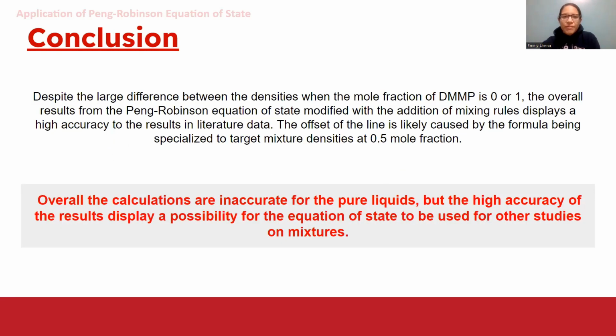Despite the large difference of values when it came to the pure components, the modified Peng-Robinson equation of state was accurate in range. However, if the equation can be fixed to accommodate for pure liquids, it has the potential to accurately calculate densities of mixtures without experimentation.